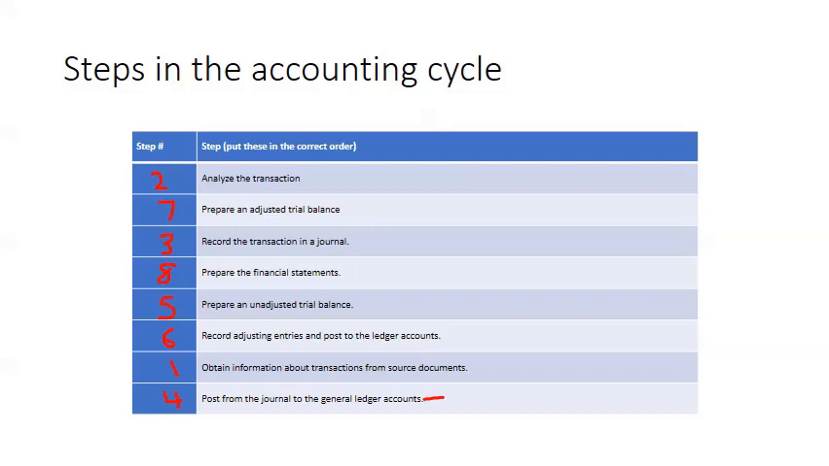which would be to prepare and post the closing entries. And then we also prepare what's called a post-closing trial balance. So yet another trial balance. But these are the major steps in the accounting cycle. We do them every accounting period.